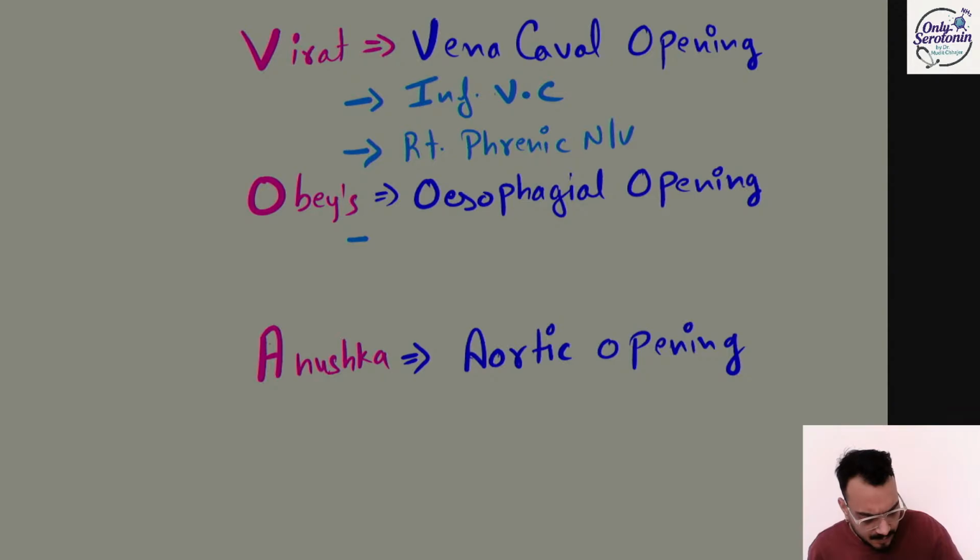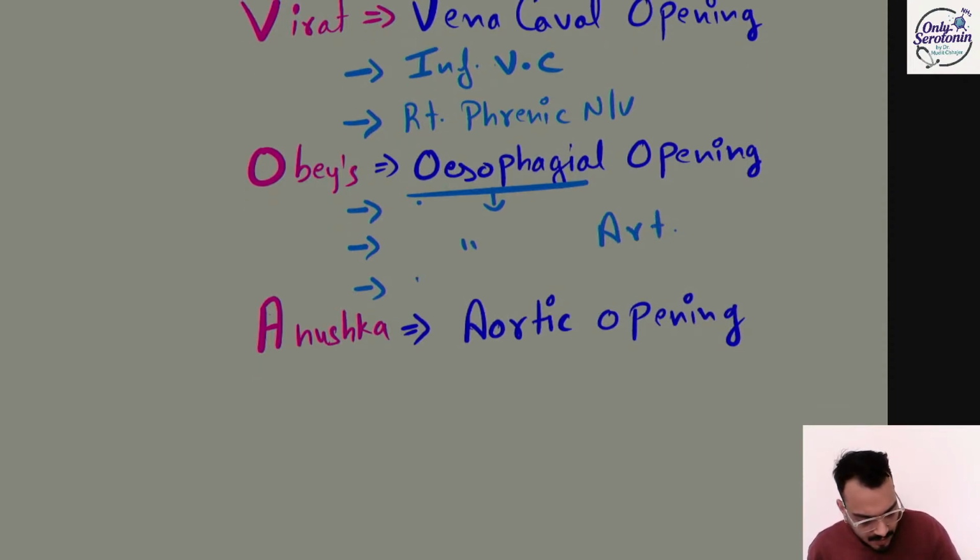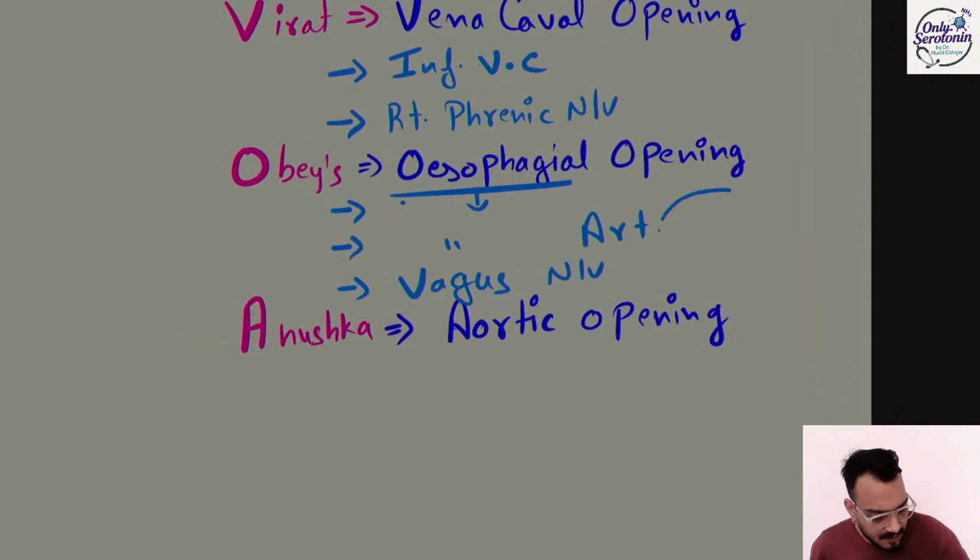From esophagus, I am going to have three things. First of all, it is esophagus itself. Second is esophageal artery. And the third one is your vagus nerve. This esophageal artery, guys, we have already discussed. This esophageal artery is the branch of what, guys? It is the branch of left gastric artery.